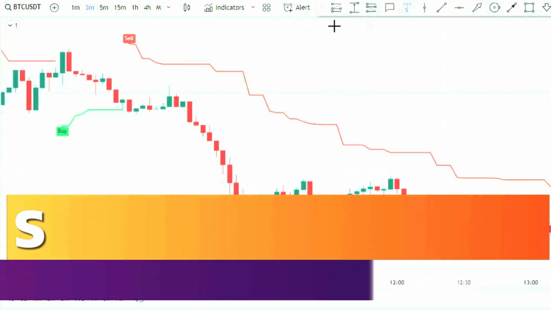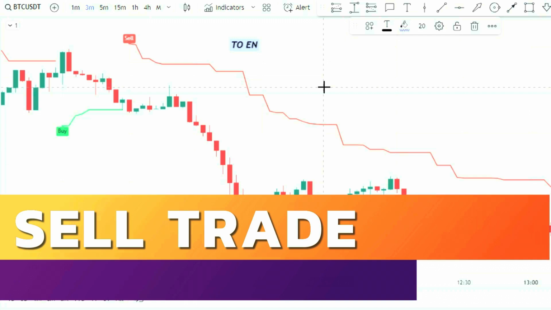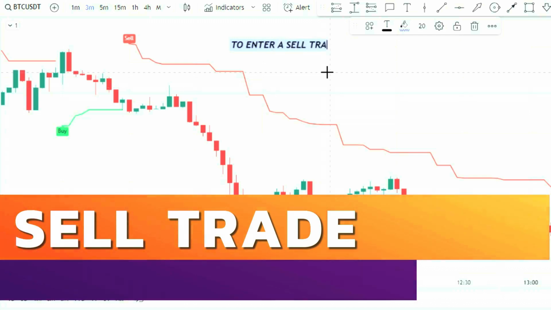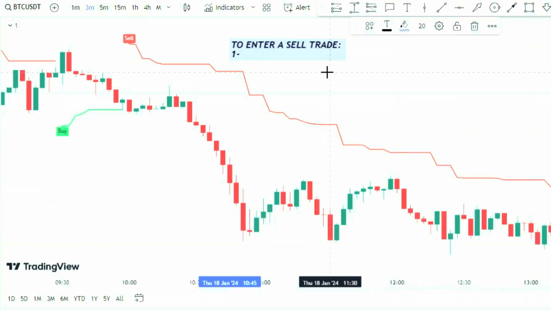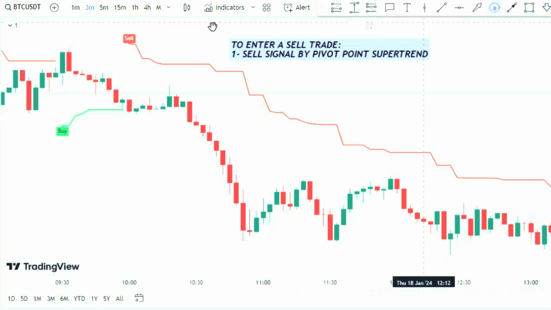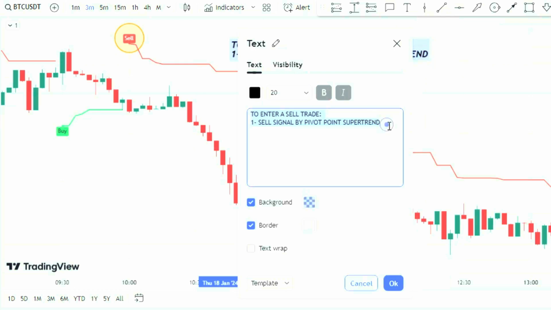Let's talk about how to apply this strategy for a short trade. For a sell trade, we need to be vigilant for a red triangle from the pivot point supertrend, which signals a sell opportunity. To confirm the sell signal, we prefer the quadratic weighted MACD indicator.